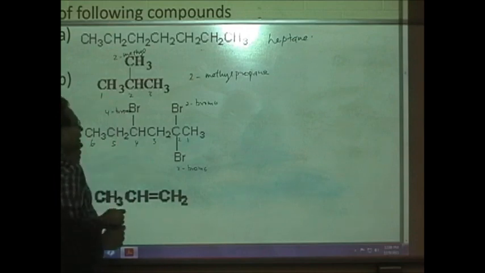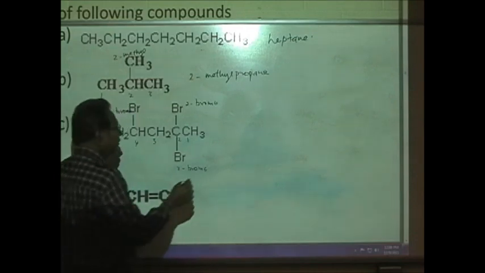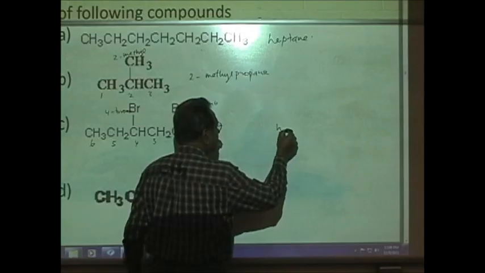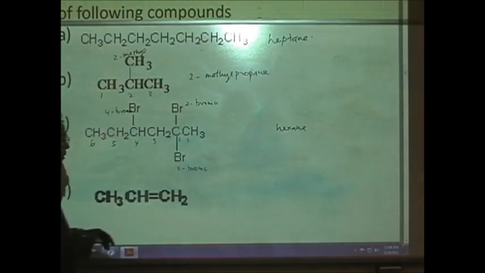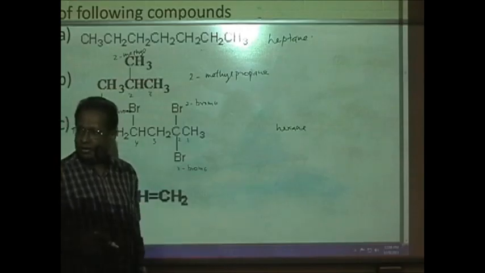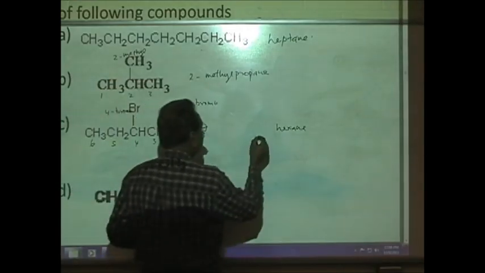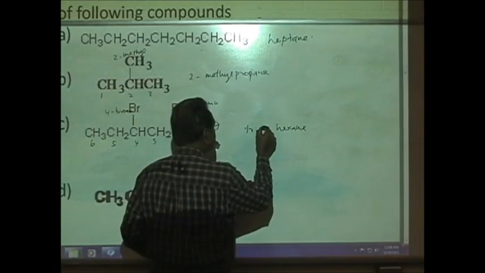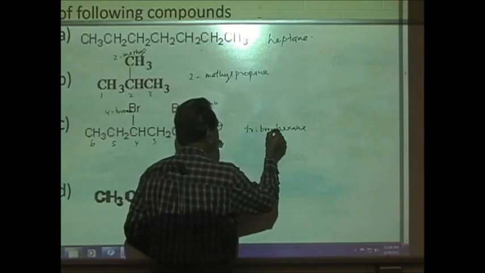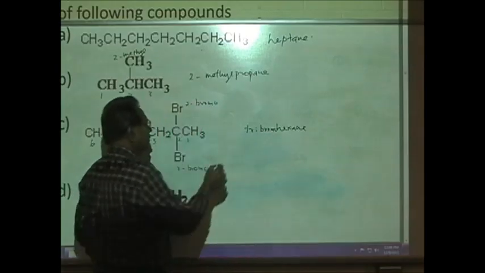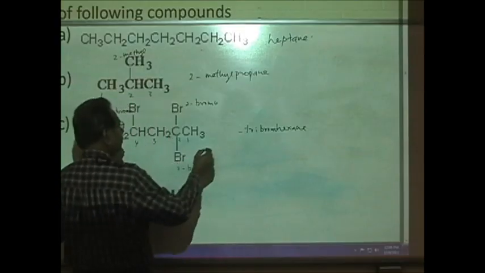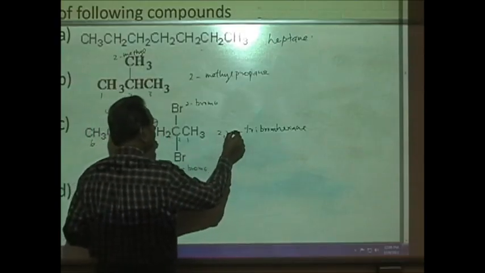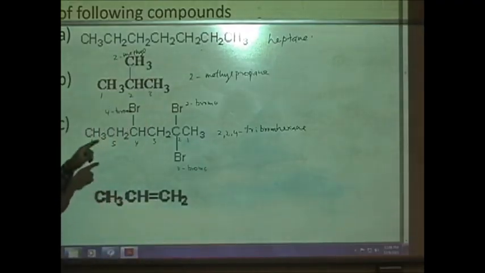Okay. Now, what is the name? It's 6, so it's going to be hexane. All right, what is the other part? Tribromohexane. It has to be tribromo. Why tribromo? Because there are 3. Okay. Then you have to go 2, 2, 4. Okay. You get it? Okay.